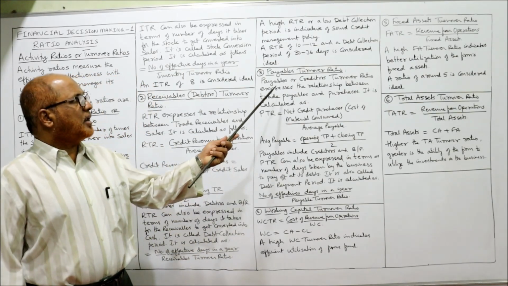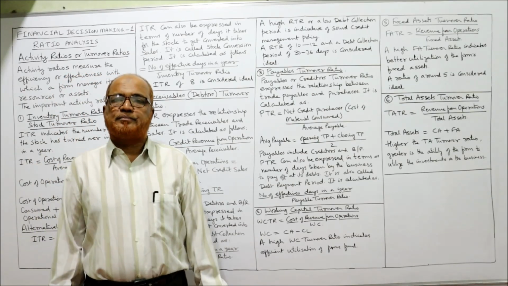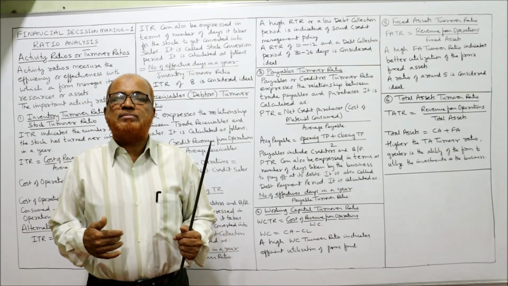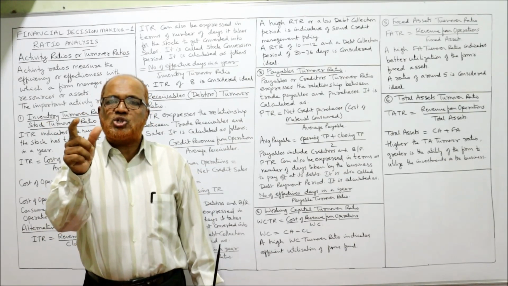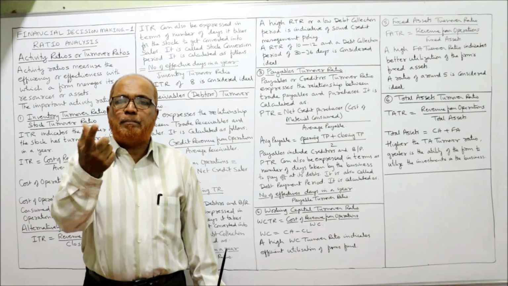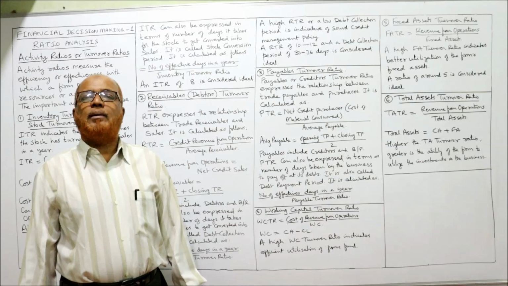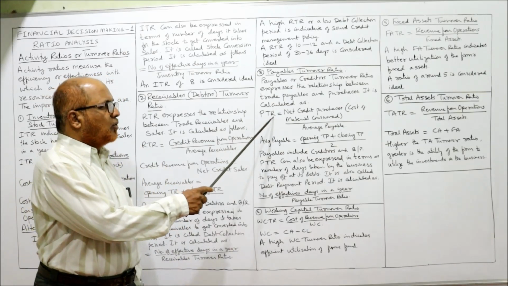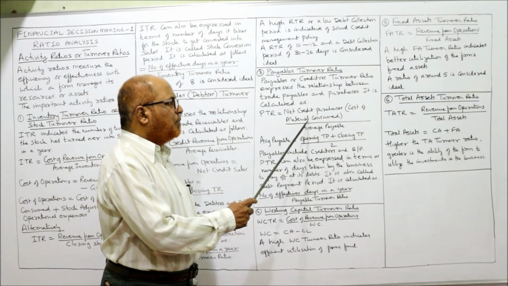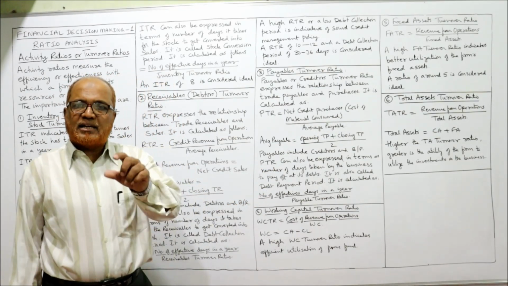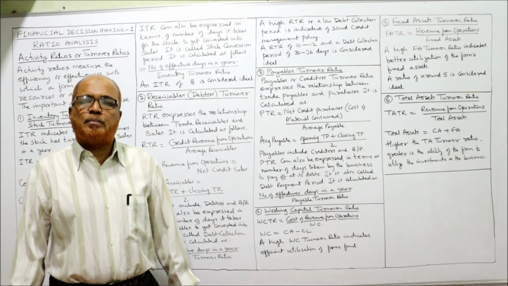The payables turnover ratio expresses the relationship between trade payable and purchases. We have purchased the goods from suppliers and the amount is payable. So it shows the relationship between trade payable and purchases. Now, what is the formula for payable turnover ratio? The payable turnover ratio is equal to net credit purchases or the cost of material consumed, divided by average payable.